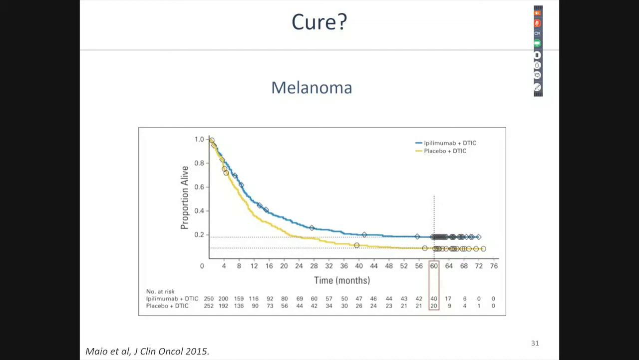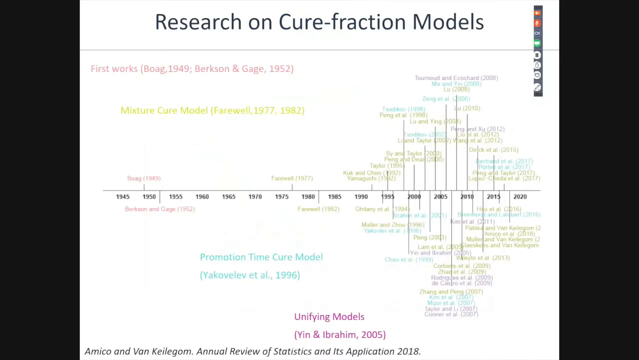This is, of course, an interesting question: how to analyze this data, and if we have such a cure fraction, the proportional hazard assumption will be questionable as well. How to deal with this? Well, we can look at cure fraction models, and in fact, these models have been developed for a long time.